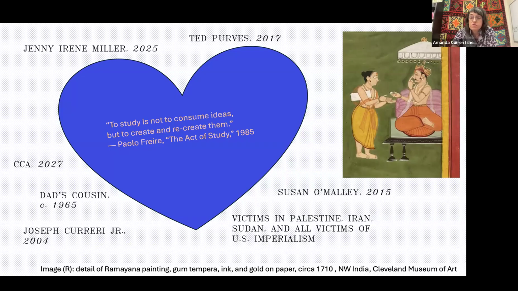Death can move us forward in life. This painting here, just to read the detail: it's a painting, The Journeys of Rama, gum, tempera, ink, and gold on paper, circa 1710 in Northwest India. I saw it when I was at Praxis, and I'm really smitten with this king giving of an eye and the receiving of an eye.